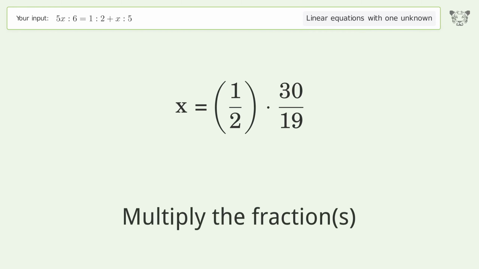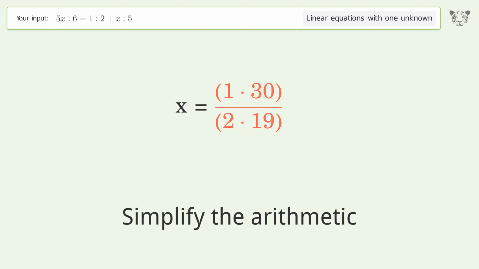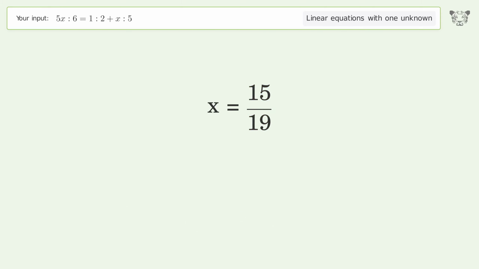Multiply the fractions. Simplify the arithmetic. And so the final result is x equals 15 over 19.